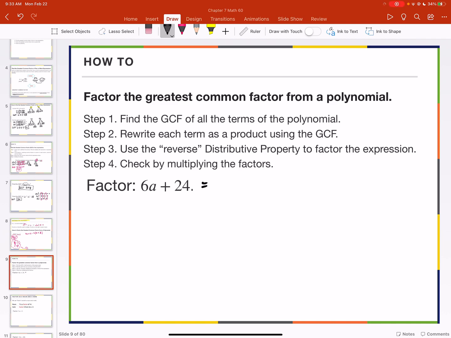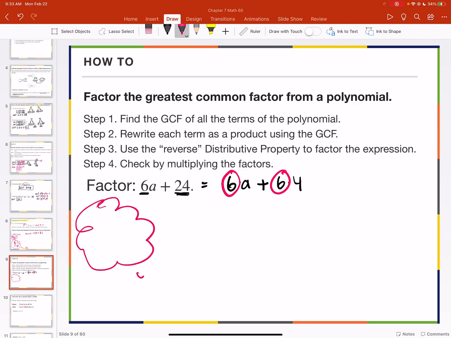Okay, so 6a plus 24. Right away, I'm asking myself, does 6 divide 24? And it does. So 6a is just 6 times a, plus, and then 24, I can write as 6 times 4. So then I notice, wow, they have 6 in common. That's my GCF. So my little thought bubble, that's you or me or whoever: the GCF is 6 here.